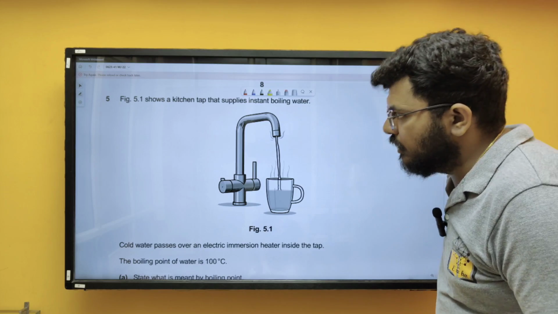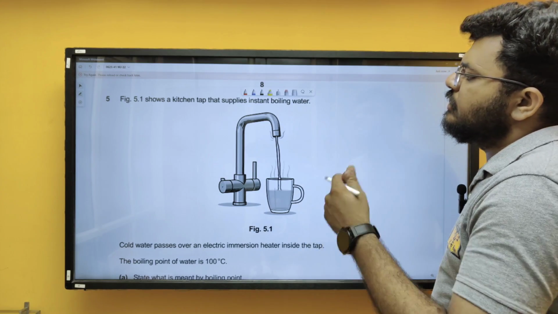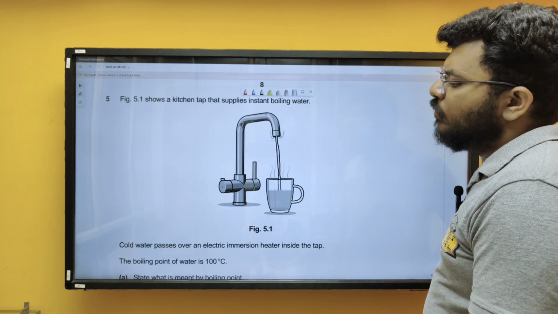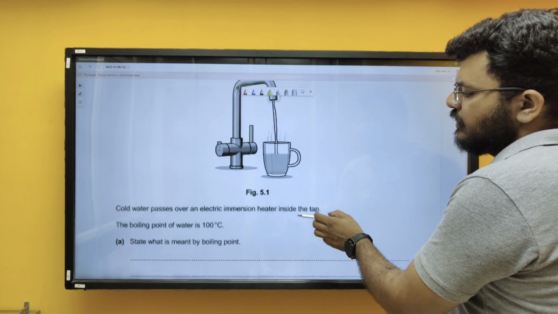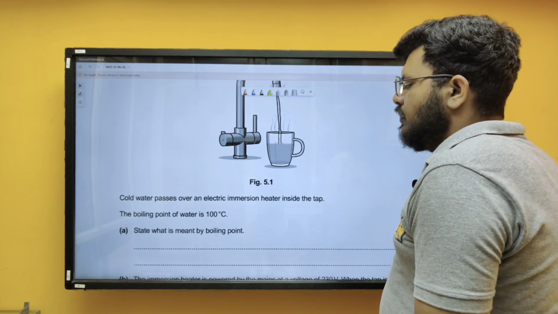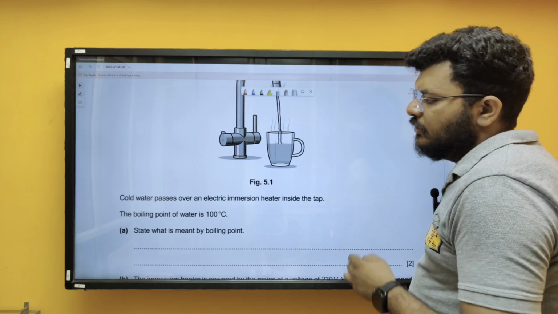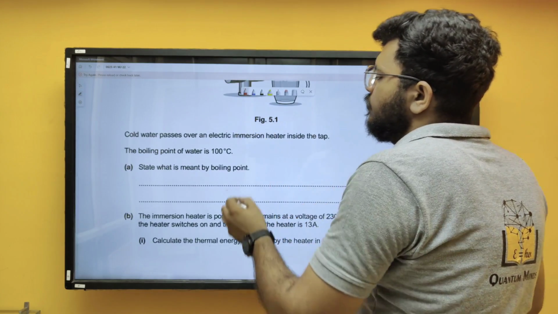Figure 5.1 shows a kitchen tap that supplies instant boiling water. Cold water passes over an electric immersion heater, immersion meaning the heater is immersed inside the water, inside the tap. The boiling point of water is 100 degrees. State what is meant by boiling point.